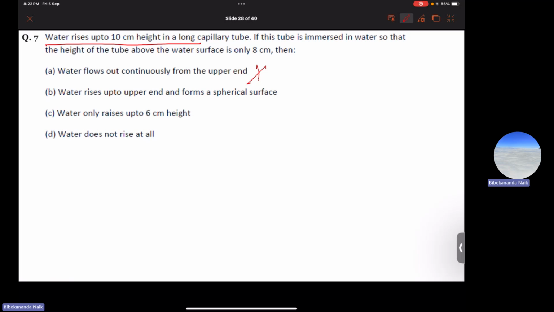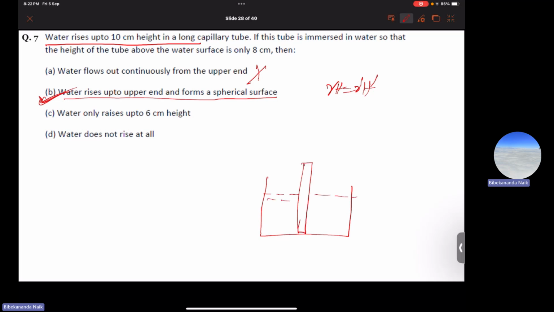So in this situation, what will happen? At the open end of the tube, the radius of the liquid column will increase to satisfy the condition R H equals R prime H prime. So what will happen? Water rises up to the upper end and forms a spherical surface. So this will be the correct option. Suppose this is the scenario.